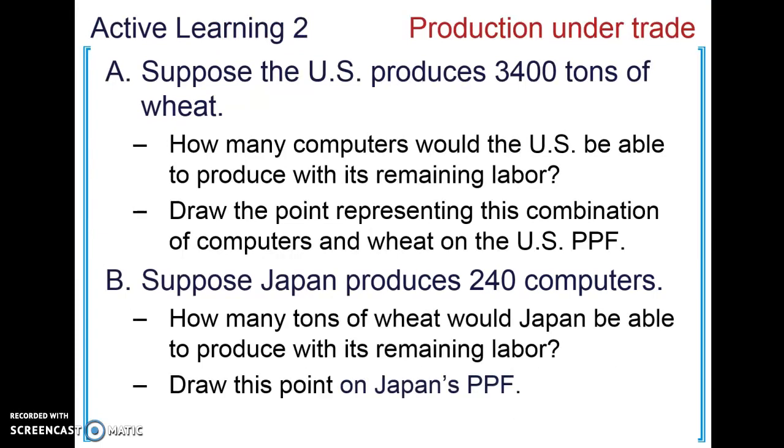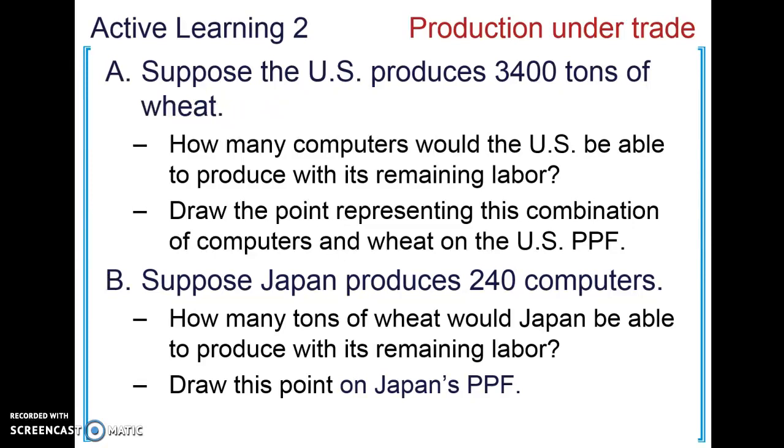So consider this. Suppose the U.S. produces 3,400 tons of wheat. How many computers would the U.S. be able to produce with its remaining labor? I want you to draw the point representing this combination of computers and wheat on the U.S. PPF.